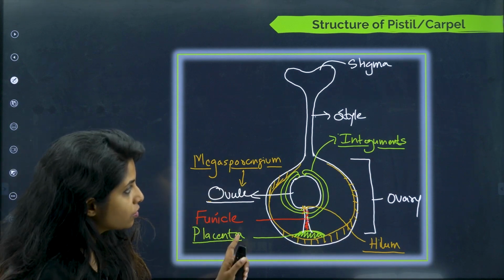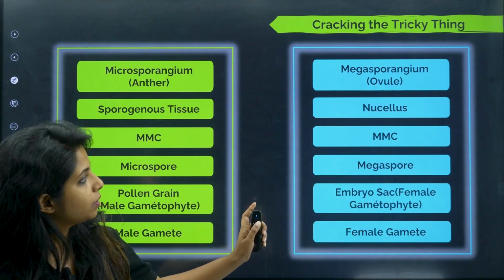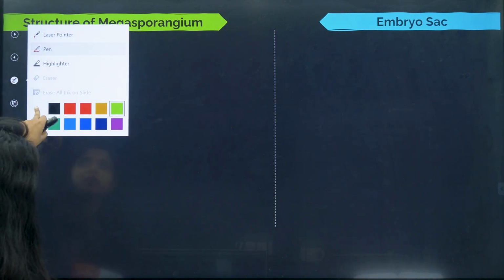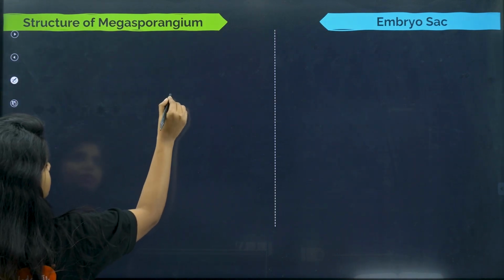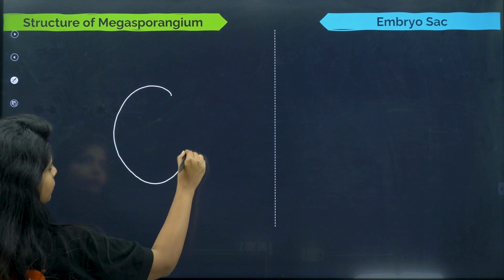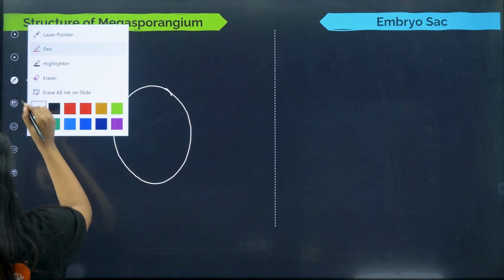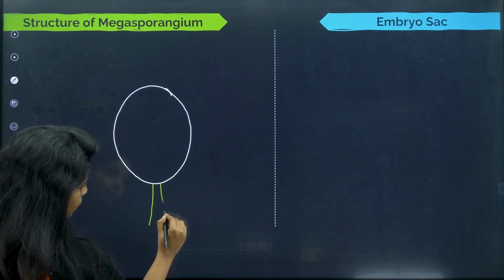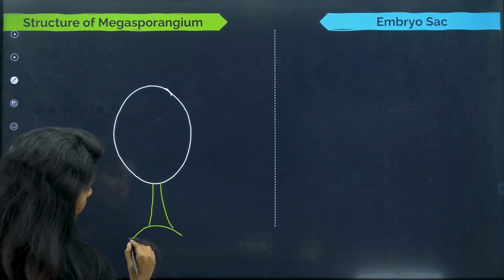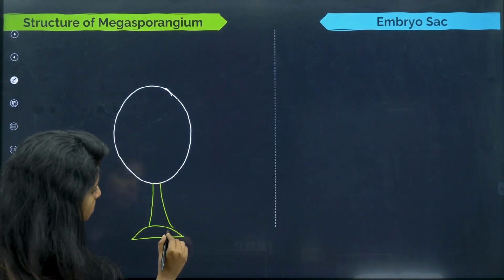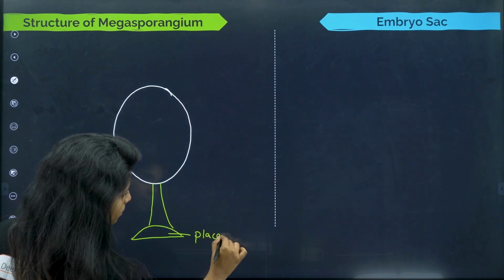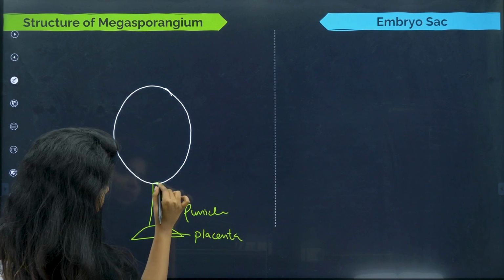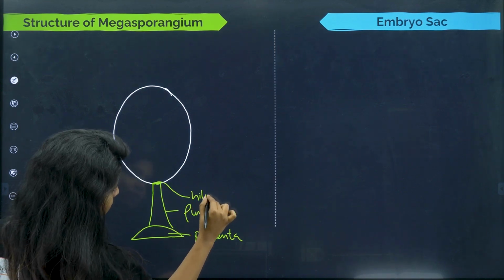Integuments. Now, from this point onwards, I have to explain in a bit more detail. For that, we need to go ahead. Over here we have the structure of the megasporangium, that is the ovule. Consider that this is the ovule. As I said, there is the funicle, which attaches it to the placenta. So, this particular structure is the placenta, this is the funicle, and this is the scar being formed, the hilum.